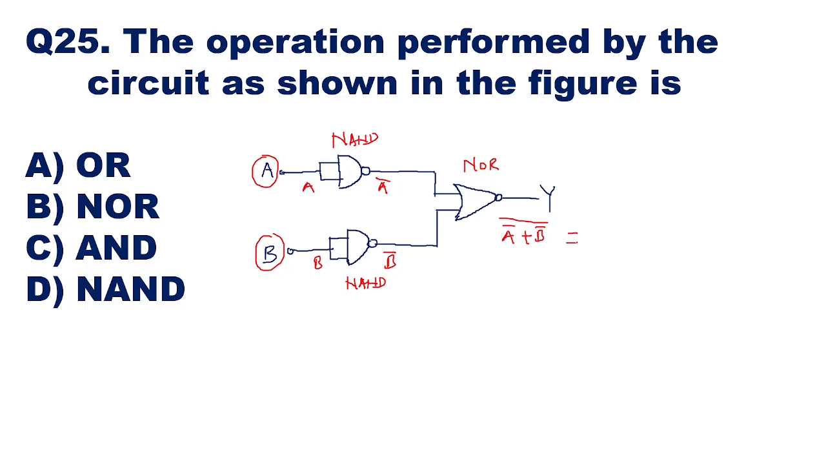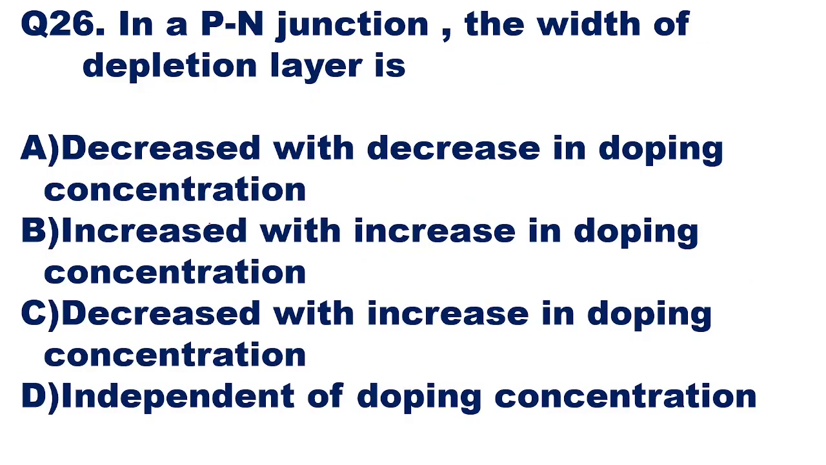According to Boolean algebra, this is nothing but A bar bar multiplied by B bar bar, which is nothing but A into B, which is the expression for an AND gate. So out of these options, option C, that is the AND gate, will be the correct answer. The operation performed by the circuit as shown in the figure is the AND gate. Option C is the right answer. Then we'll go to the next question.